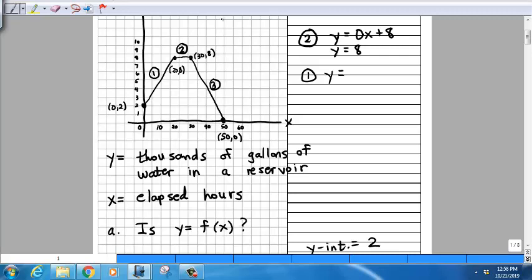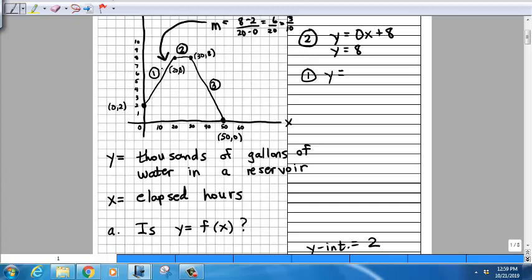Let's calculate it. The slope for piece number 1: we've got 2 points here, so it's easy to use the slope formula. I would get 8 minus 2, the difference in the y-coordinates between these 2 points, over 20 minus 0, the difference in the x-coordinates. So I get 6 over 20, which you can reduce to 3/10. So the slope for this piece is 3/10.